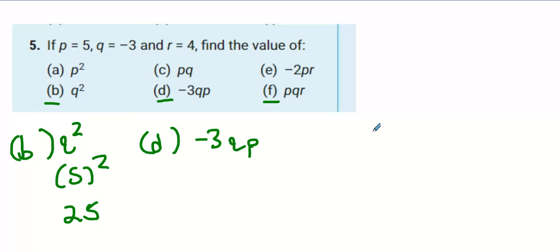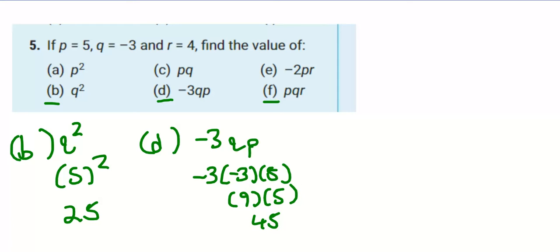Still waiting on CC to do D. What do we replace Q and P with? Yeah, I believe so. Minus 3 times minus 3 times 5. All right, S. How'd you do it? Minus 3 times minus 3? Plus 9, actually. And 9 times 5?